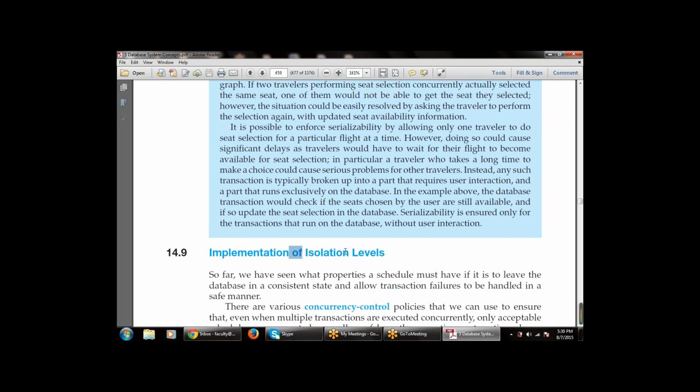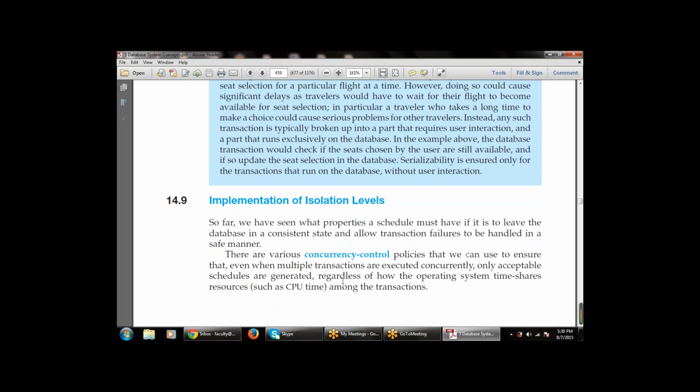Then implementation of the isolation levels, that is, how to implement the isolation levels. There are various concurrency control policies that we can use to ensure that even when multiple transactions are executed concurrently, only acceptable schedules are generated, regardless of how the operating system time-shares resources among the transactions.